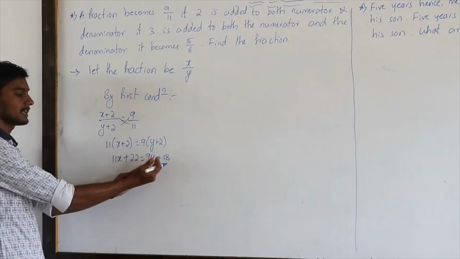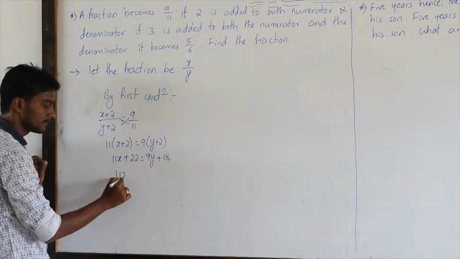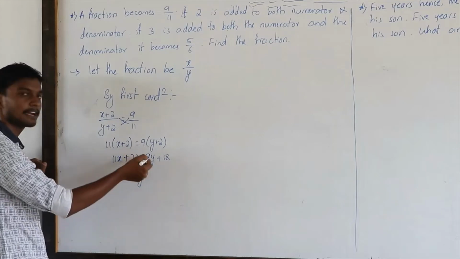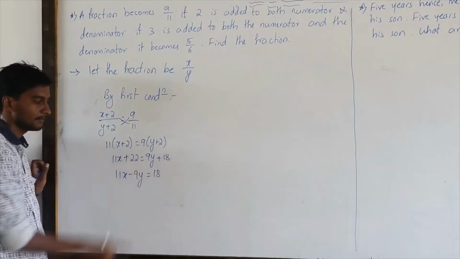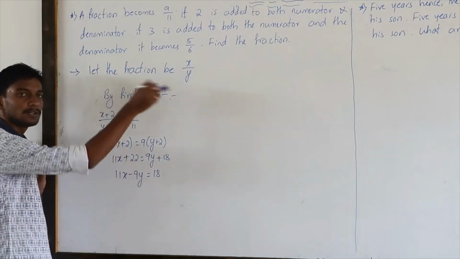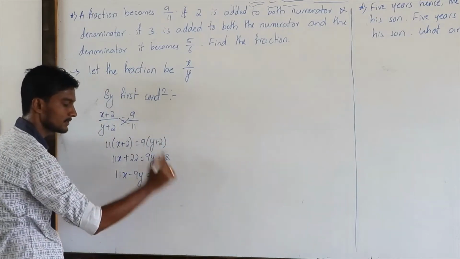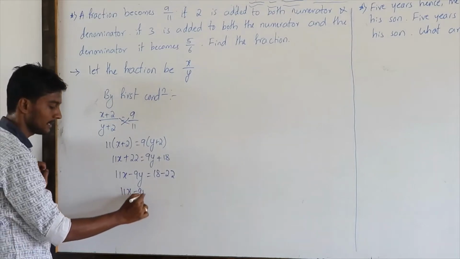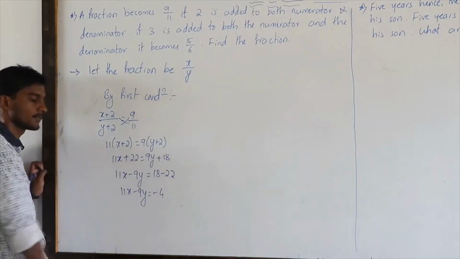Next we should make variables one side. It means bring this 9y this side and take this constant term to the right side. So 11x, if you bring this 9y this side, it becomes minus 9y, because that side we are having a plus 9y, is equal to 18. Keep it as it is because already it is on the right side. So 22 we have to take to the right side. Here it is plus 22. If you take this side, it becomes minus 22. So 11x minus 9y is equal to 18 minus 22. It is equal to minus 4.